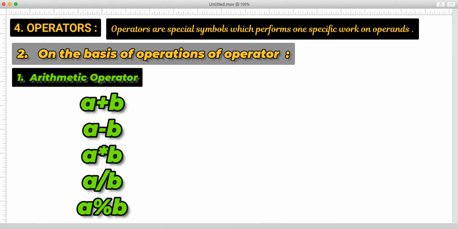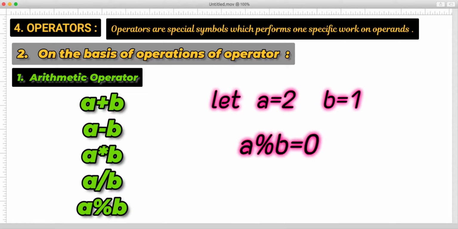This is new for you. So basically the modulus operator calculates the remainder when it is executed. Suppose we write a percentage b, and for example a is equals to 2 and b is equals to 1. So 2 percentage 1, when we divide 2 by 1, then what will be the remainder? So basically that is what it calculates. Now on dividing 2 by 1, we will get remainder as 0. So here on execution of a percentage b, we will get 0.